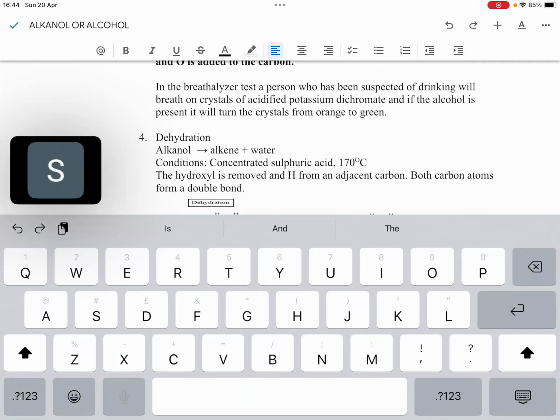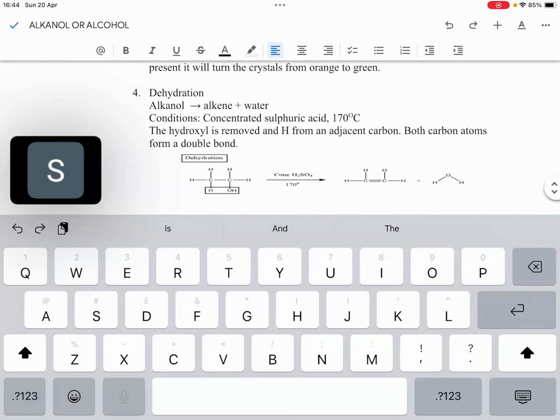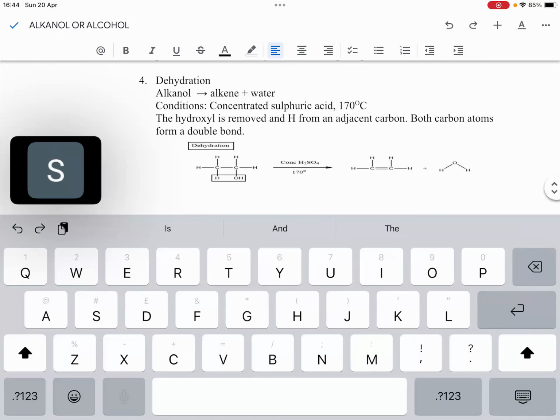Then we have dehydration, which is the opposite of hydration. So in hydration, an alkene reacts with water to form an alkanol. So now in dehydration, an alkanol will form an alkene and water. The condition for dehydration is concentrated phosphoric acid, 170 degrees Celsius. So the hydroxyl, the OH group, and a hydrogen are removed from adjacent carbons and we form the double bond and the water. So you need to know the condition for this reaction.